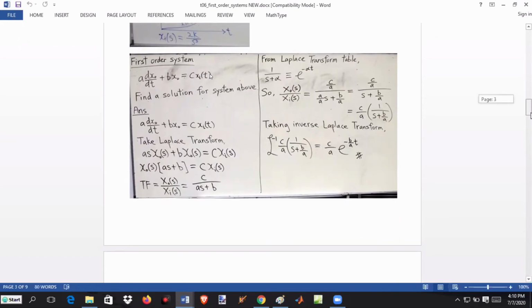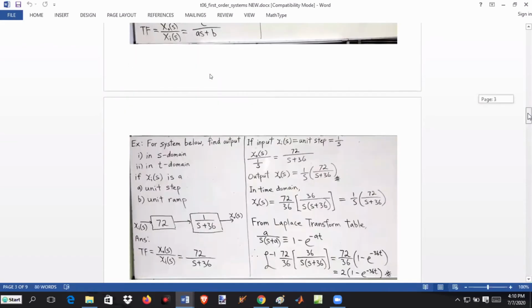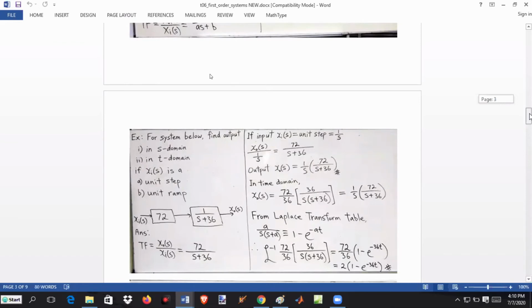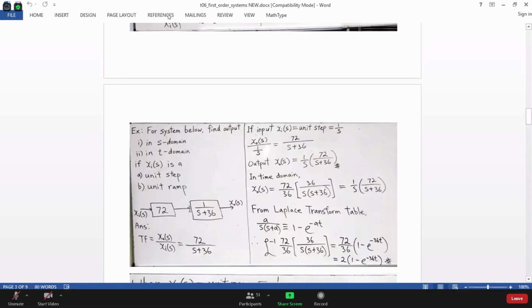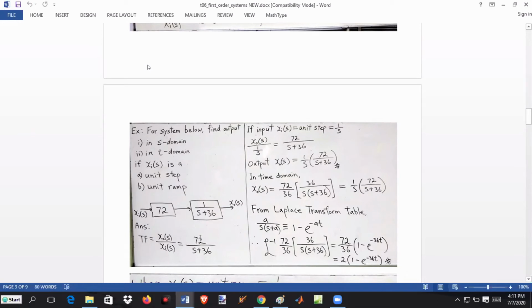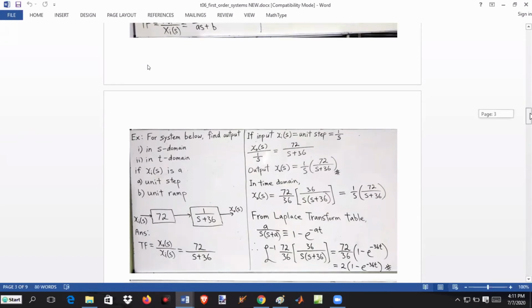So next one, this one, everybody should be able to do this. Transfer function is 72 times this box, isn't it? 72 over s plus 36. That's the transfer function. Now it says that for the system below, find the output in the S domain and in the time domain.